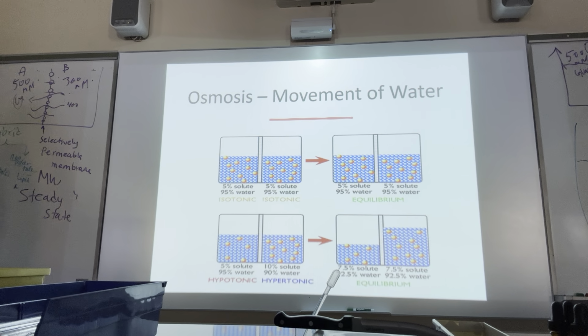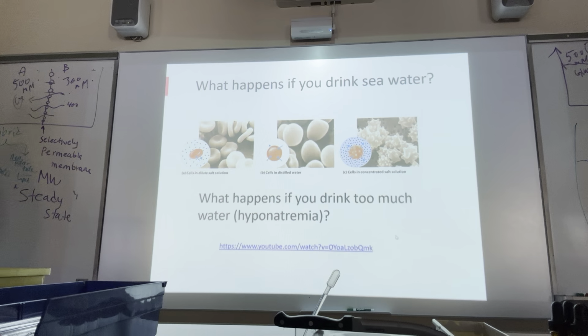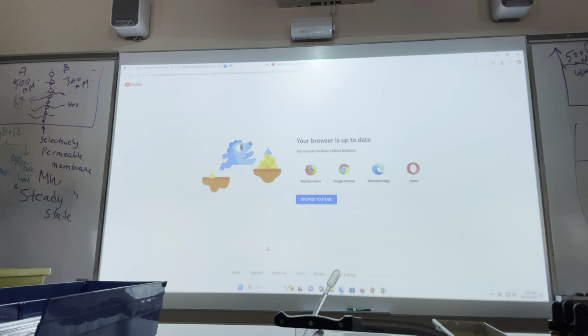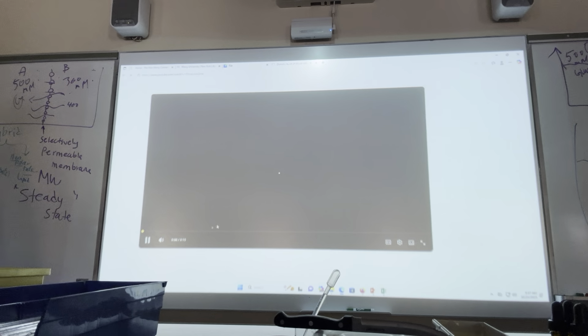That's an isotonic solution. Now it's in equilibrium. That's a hypotonic next to a hypertonic solution. You see the water is going to move to where there are more solutes. If you drink too much water, that happens to the people who run the marathon. Once they cross the finish line, they start drinking water like crazy. What happens? Their blood becomes hypoosmolar, and the water is going to go inside the red blood cells.